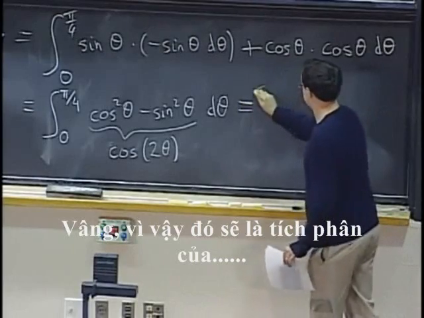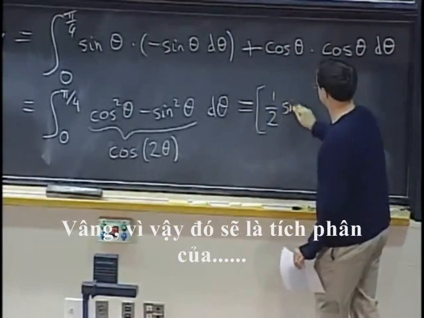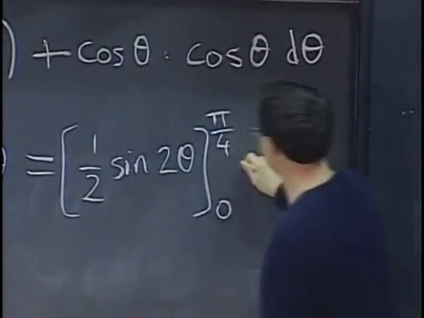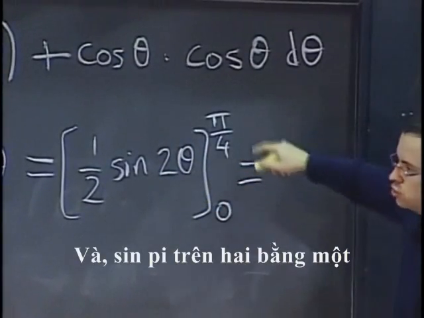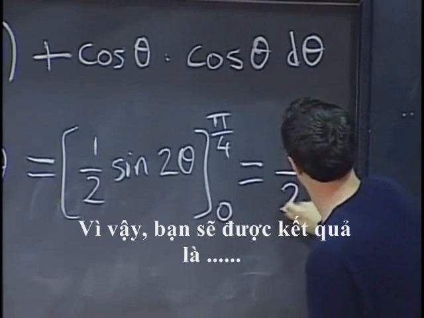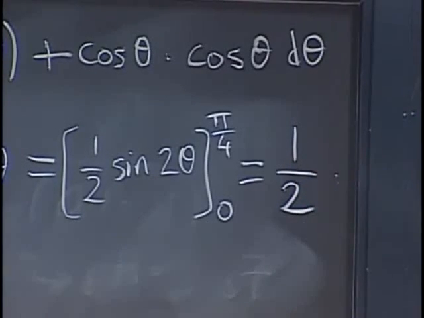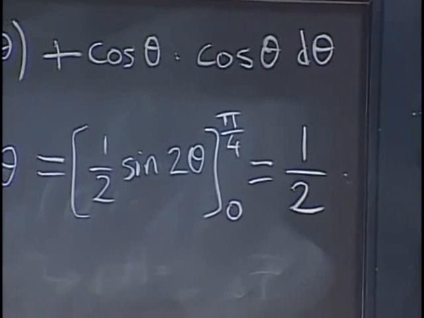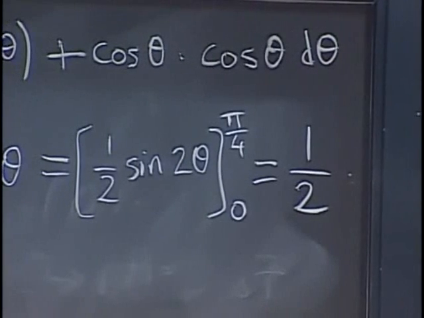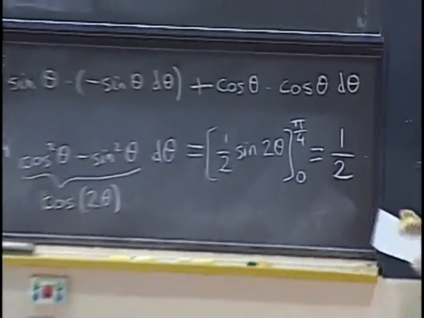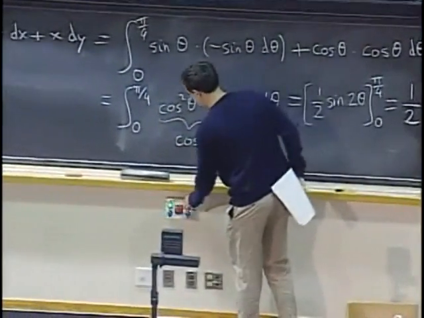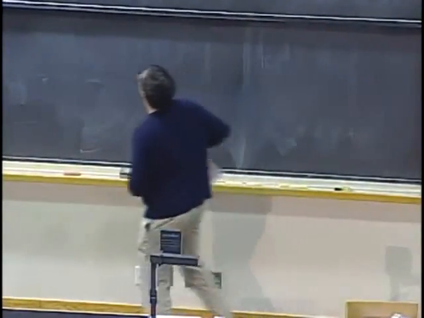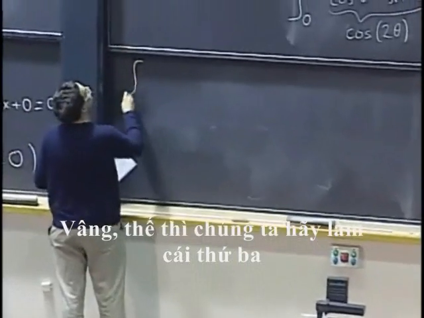Okay, so that will integrate to 1/2 of sine 2 theta from 0 to pi over 4, sorry. And sine pi over 2 is 1, so you will get 1/2. Okay, any questions about this one? No? Okay, then let's do the third one.